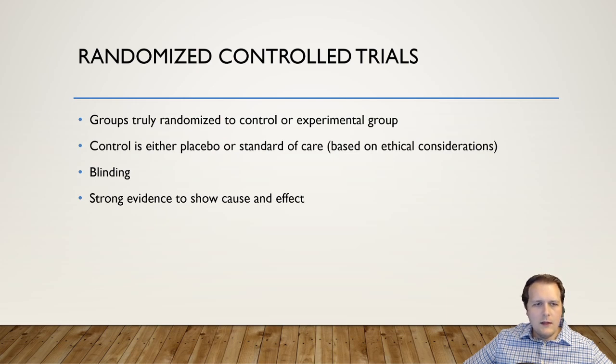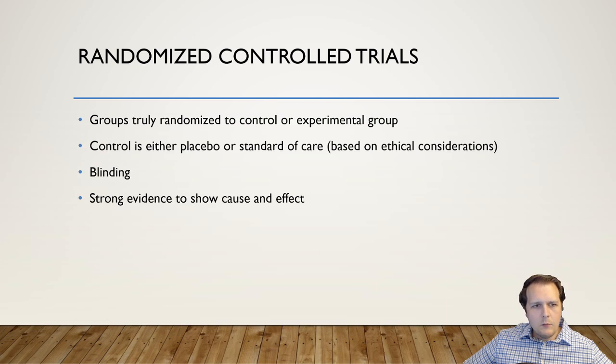So typically you would randomize people into a treatment group or an intervention group, and then you'd have other people getting placebo or some sort of standard of care, some control group, and then again follow them for their outcome, right? And we'll talk about ethical considerations coming up in a later video.